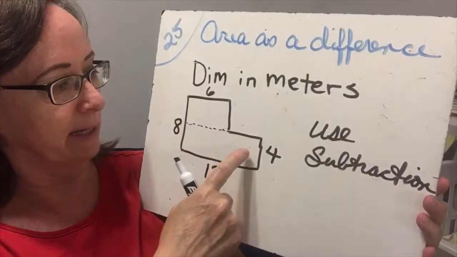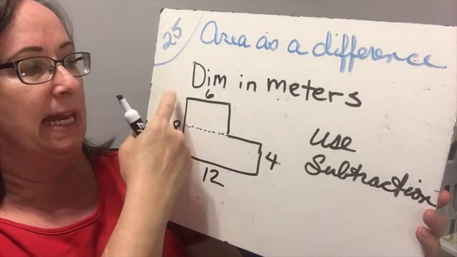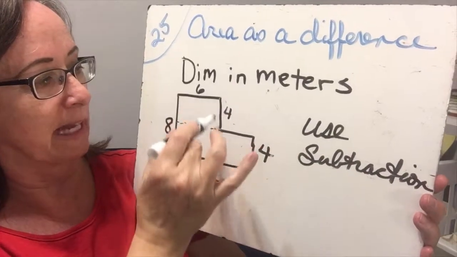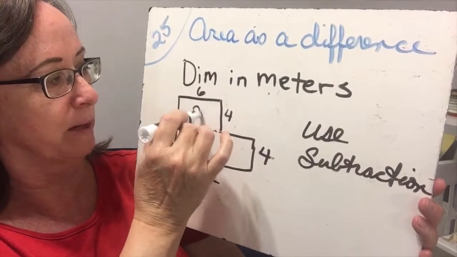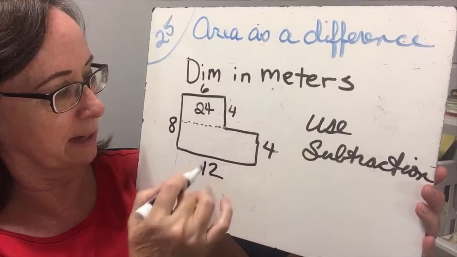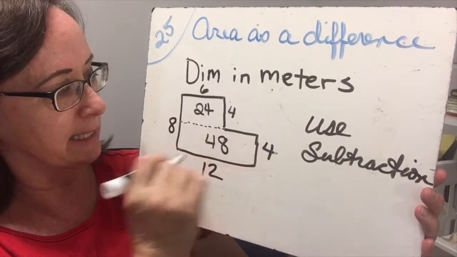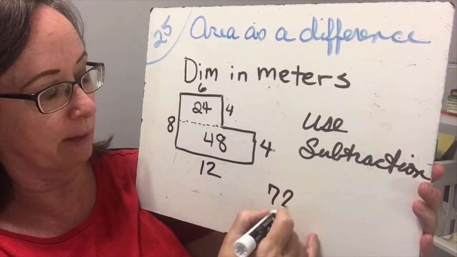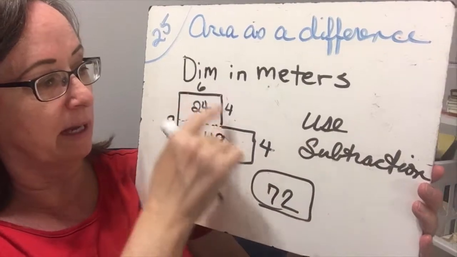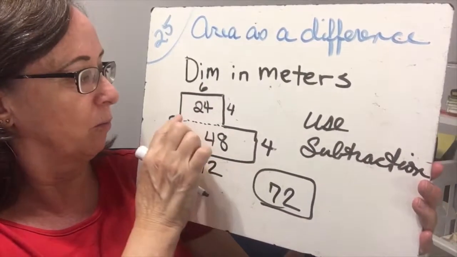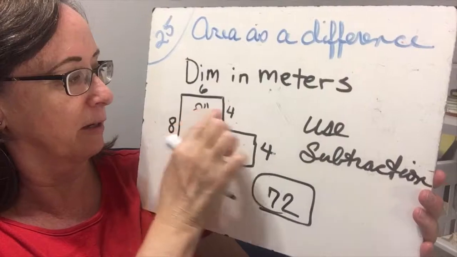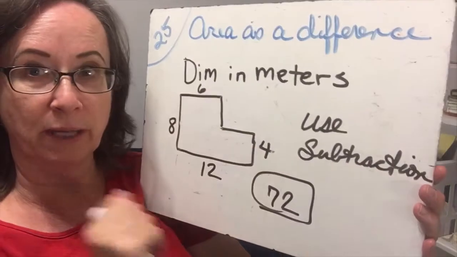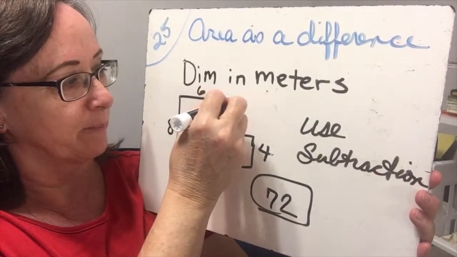So this little area, since this is 4 and this is 8, then this little side length would have to be 4, wouldn't it? So 4 times 6 is 24. And then 4 times 12 is 48. And 48 plus 24 will be 72. Okay, so we know the area of this figure. But now we're going to erase this line. We're going to erase the 24. And we're going to do it using subtraction.